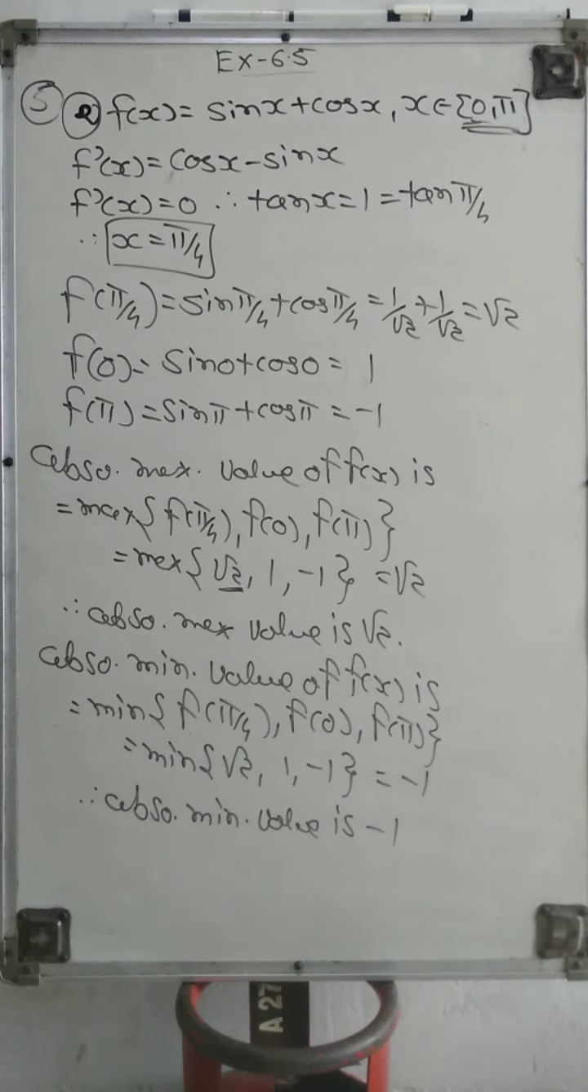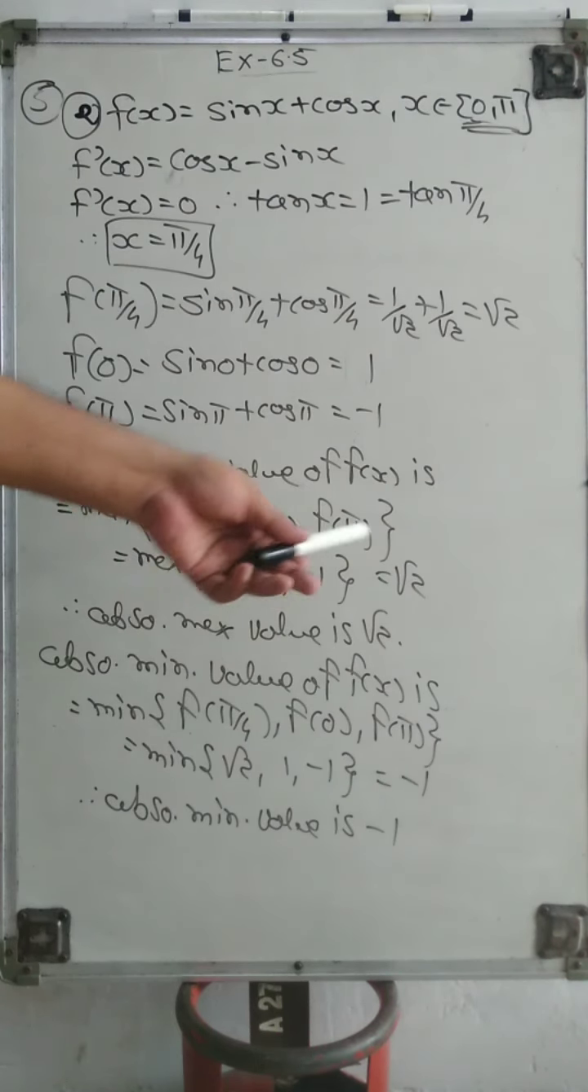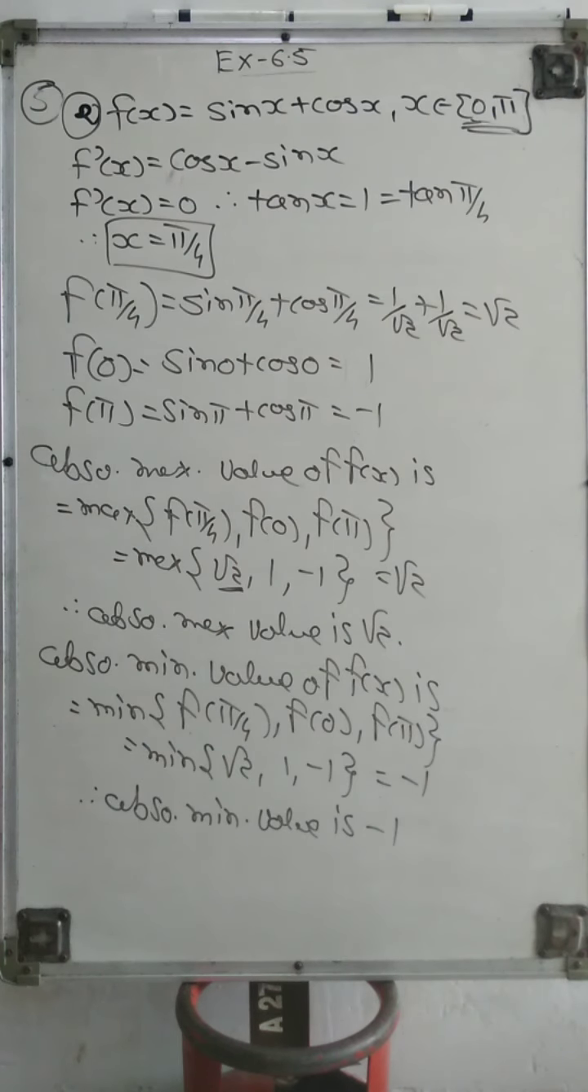The end points of the interval, the two extremities of the interval, are also necessarily needed here. So we take pi by 4, 0 and pi, and for these three values we find the value of f(x), and then we get the answer. First is root 2 and second is -1, the absolute maximum value and absolute minimum value. So this is very important, so be careful. Here there are two different methods, and a slight difference is there. So remember it carefully, and we do the next sum in our next lecture.